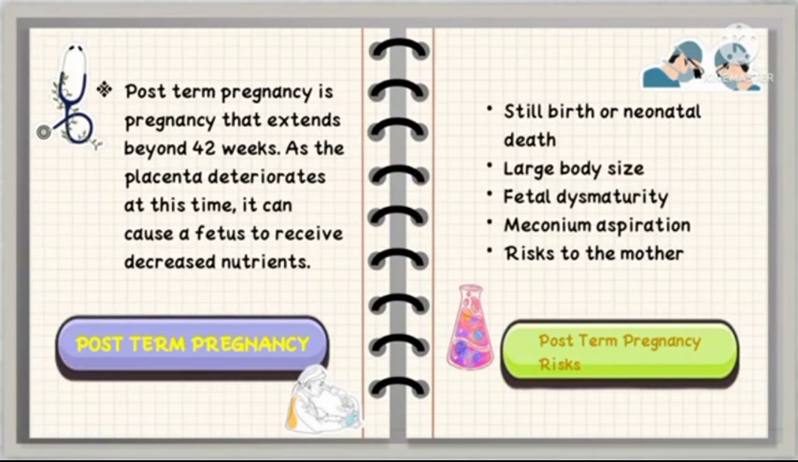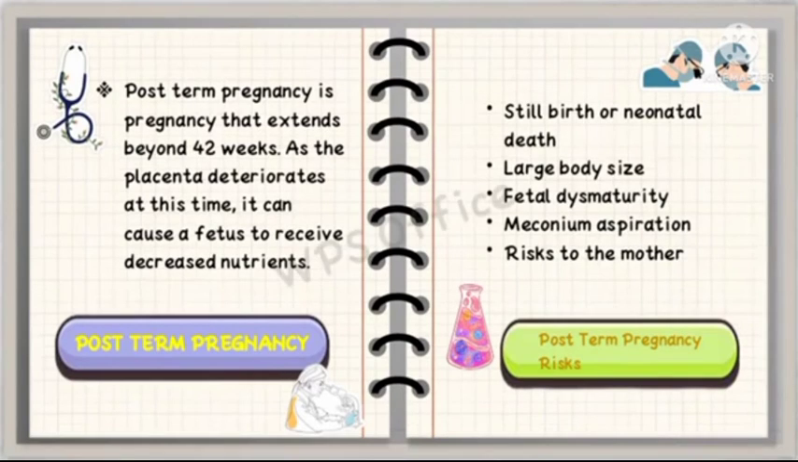The chance of stillbirth or infant death increases slightly. Most post-term fetuses continue to grow, and large sizes can cause problems during delivery. And frequently, the fetus may not continue to grow and may become malnourished. Beyond term, the fetus is more likely to have a bowel movement called meconium into the amniotic fluid.